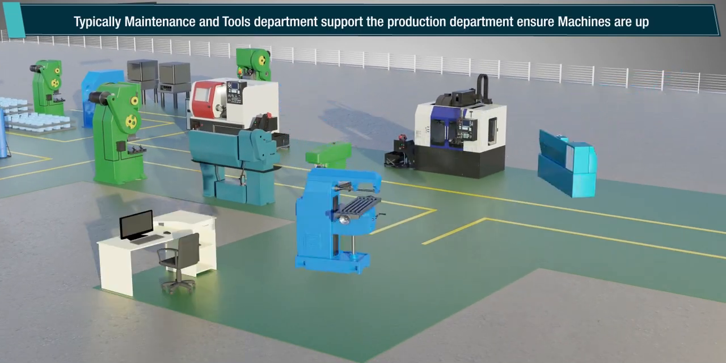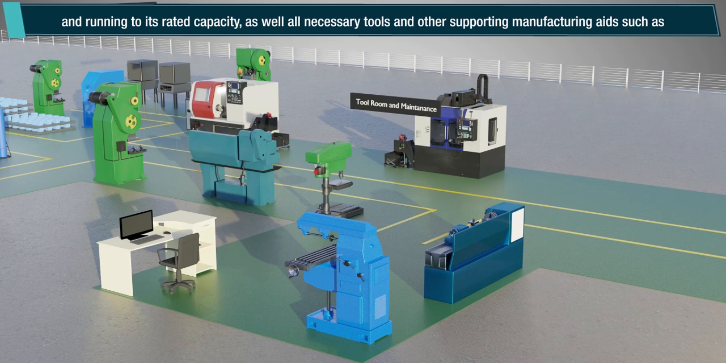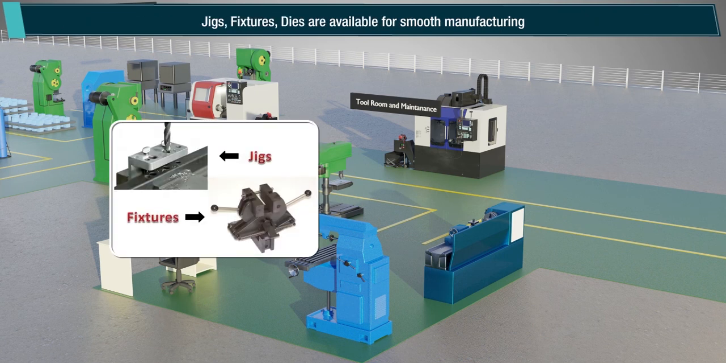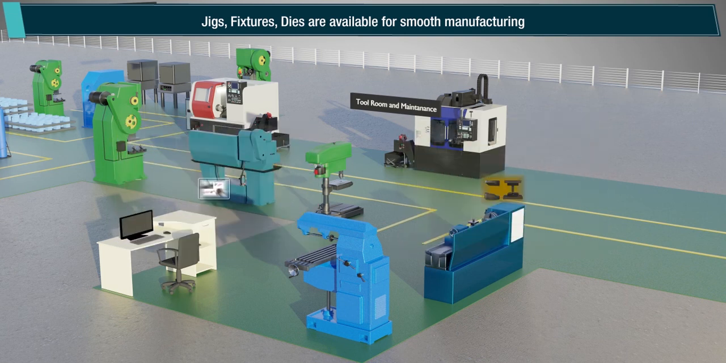Typically, the maintenance and tools department supports the production department, ensures machines are up and running to their rated capacity, as well as ensures all necessary tools and other supporting manufacturing aids such as jigs, fixtures, dies are available for smooth manufacturing.